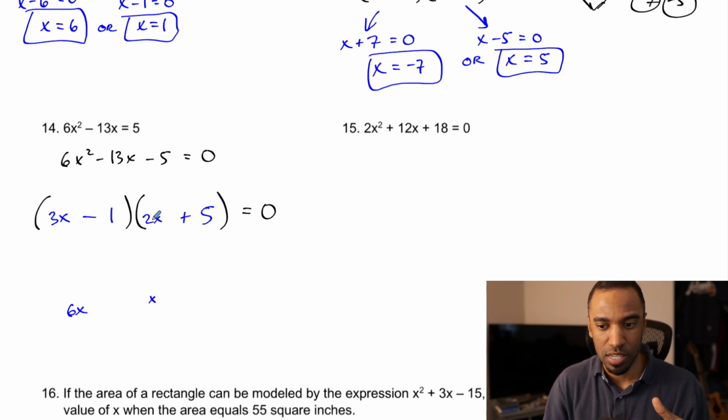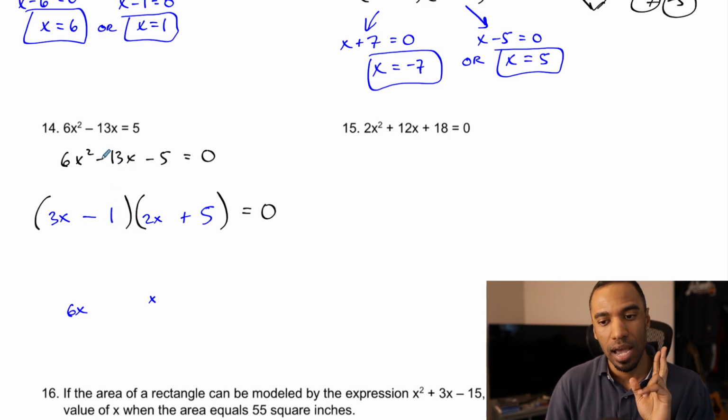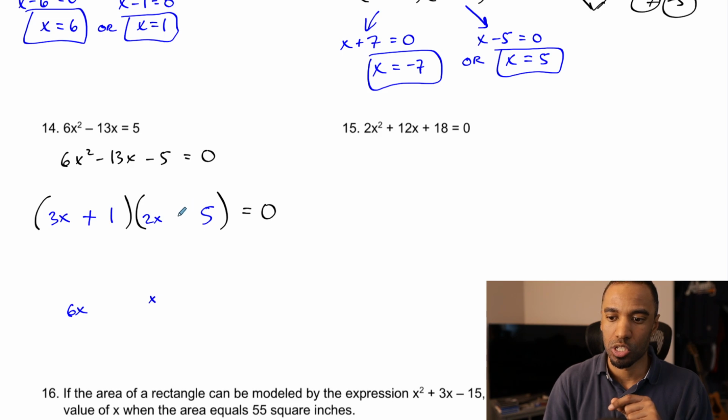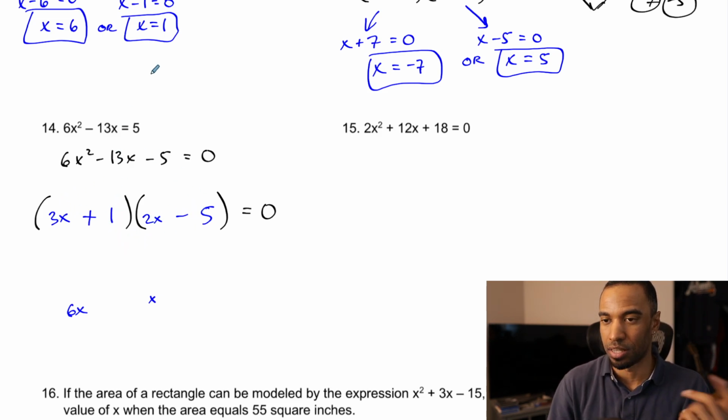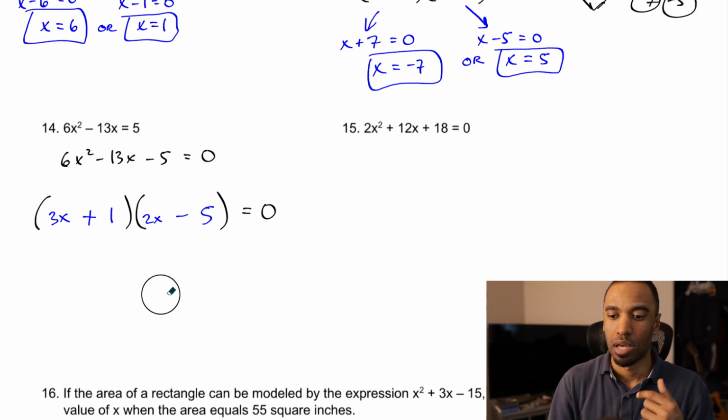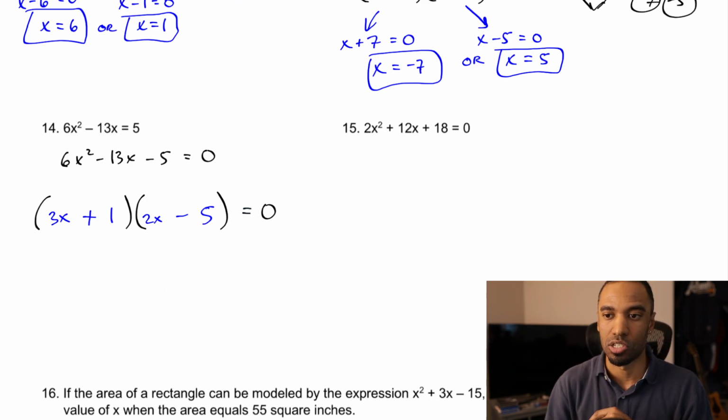So here's a good example. 3 times 5 is 15. 2 times -1 is -2. 15 minus 2 is positive 13. I need a -13, so I've got to switch these signs. +1, -5 right here. So +1 minus 5, -15 plus 2 is -13. That's good. It's factored. I'm not done though. I need to solve this thing. I need to solve for x.